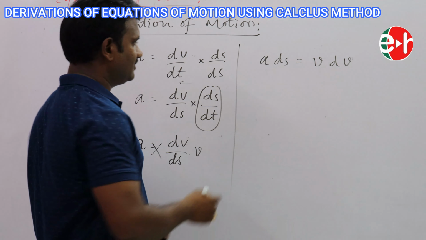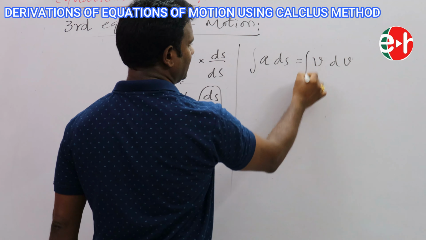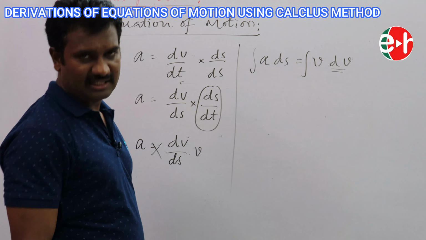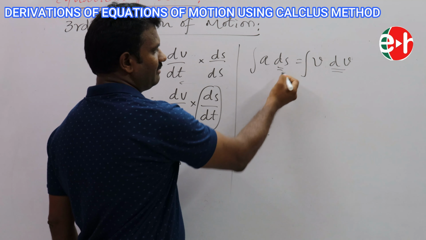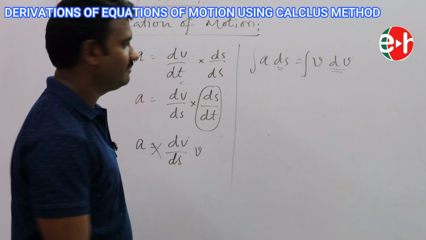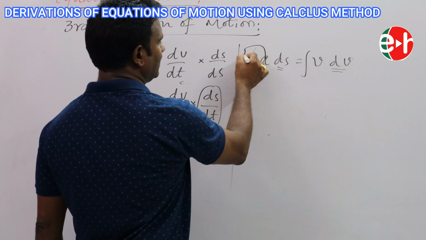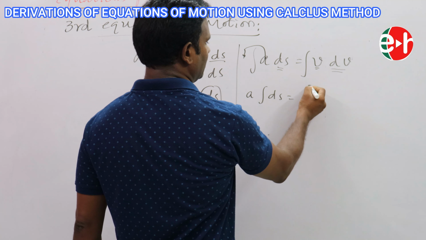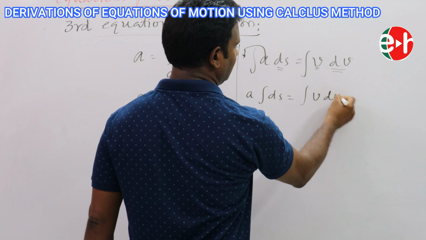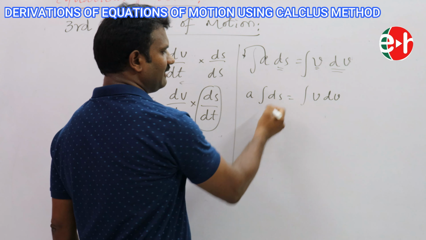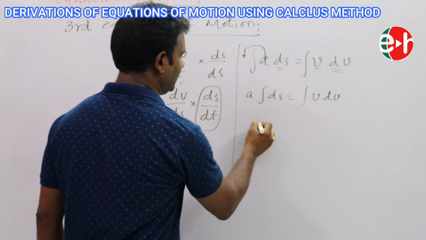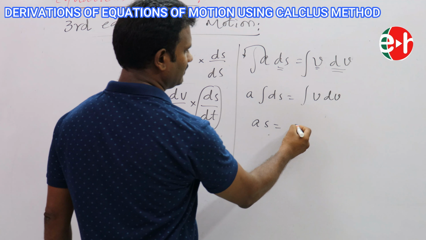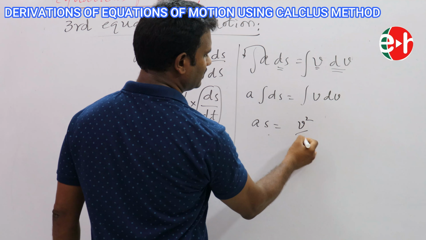Now applying the integrations, here I am integrating with respect to velocity, and here I am integrating with respect to position. Here a is taken as constant, so a can be taken outside. a into the integral of ds means s. So a into s is equal to the integral of v dv, which means what? v square by 2.